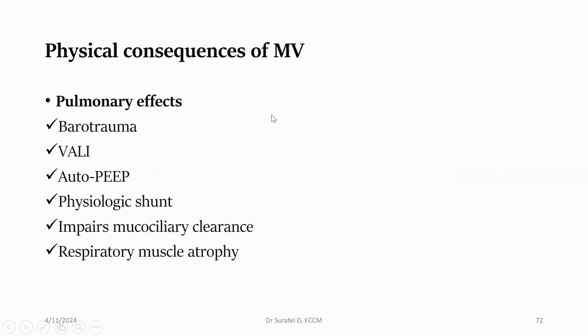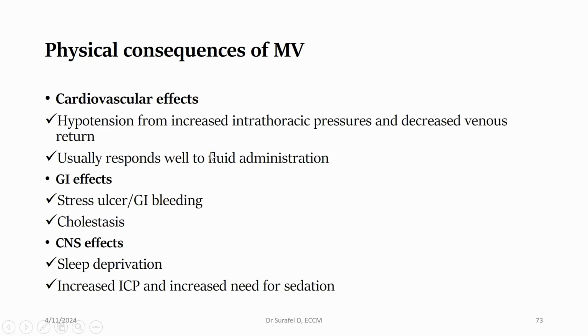Okay. And the physiological consequences after you put a patient on mechanical ventilation: there are pulmonary effects, barotrauma, auto-PEEP, ventilator-induced lung injuries can happen. Cardiovascular effects, especially hypotension, is the dangerous risk. The GI effects, stress ulcers after GI bleeding, that's why we need to put them on GI ulcer prophylaxis. That's one of the universal cares in critically ill patients. And CNS effects, especially sleep deprivation, delirium, agitation can also happen.